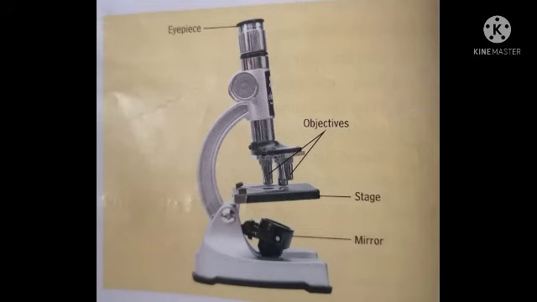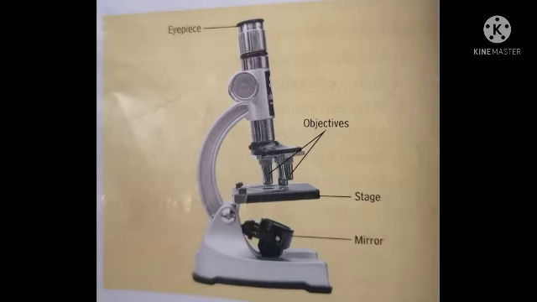Now let us learn about the parts of this microscope. We place specimens. A specimen is nothing but the thing we want to observe, the thing we want to see. So usually we place a specimen on the stage, and we see the specimen through the eyepiece, which is at the top, and which is the lens used to see the specimen clearly. There are two other lenses called objectives.